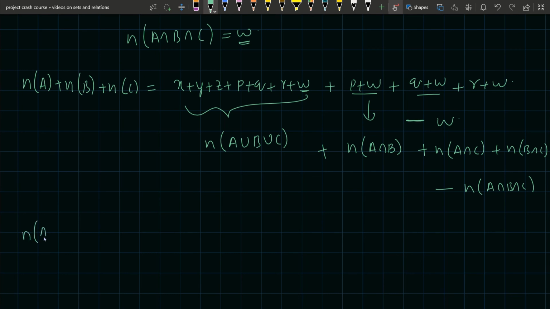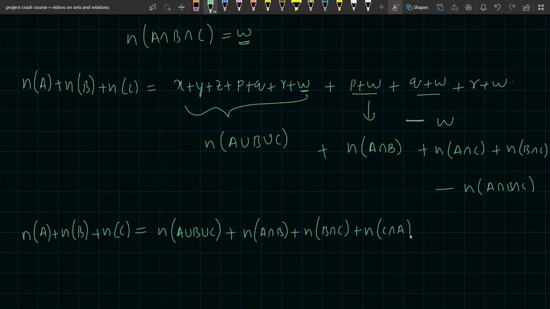Basically n of A plus n of B plus n of C is nothing but n of A union B union C plus n of A intersection B plus n of B intersection C plus n of C intersection A minus, and there is a minus here, I'll write it with a minus sign, minus n of A intersection B intersection C.